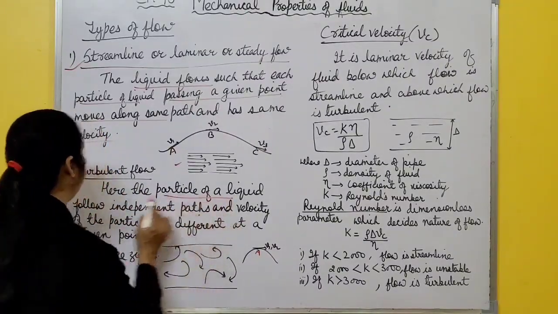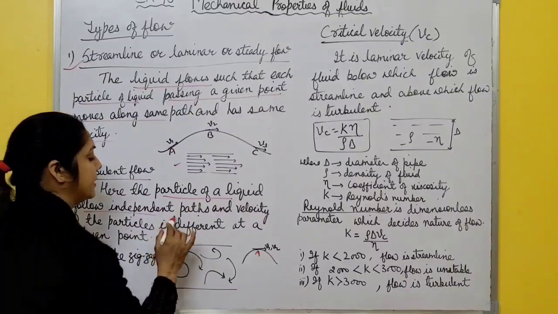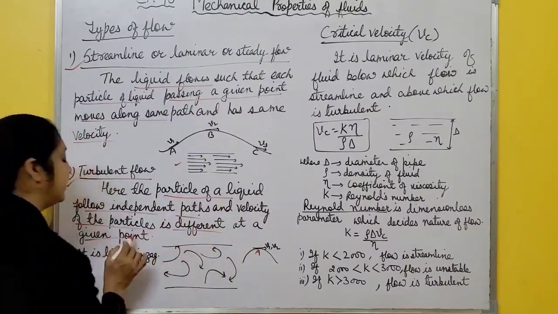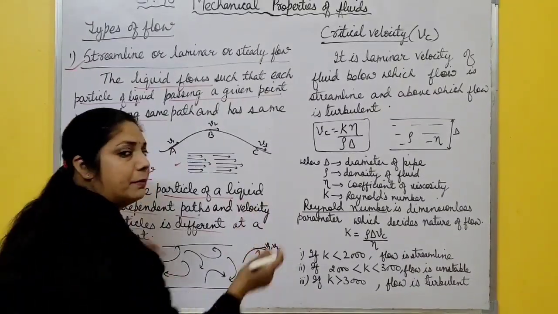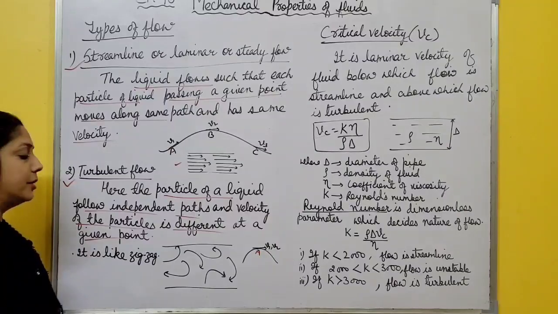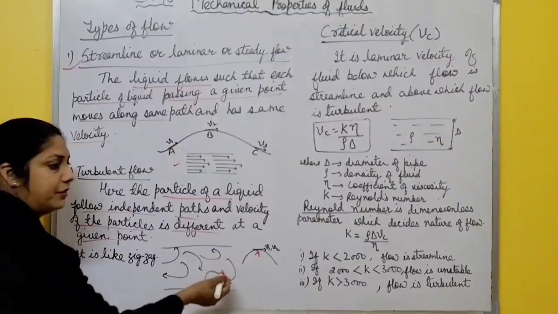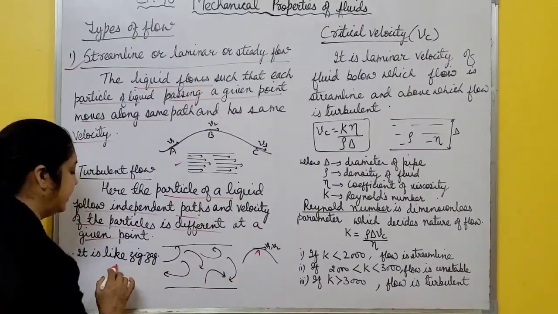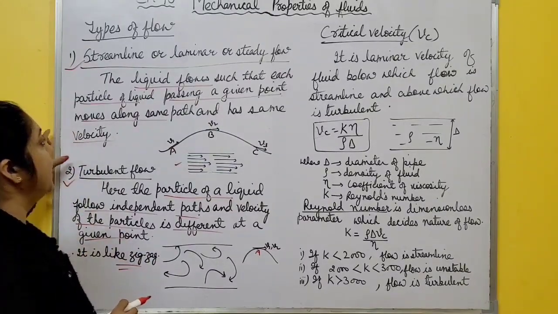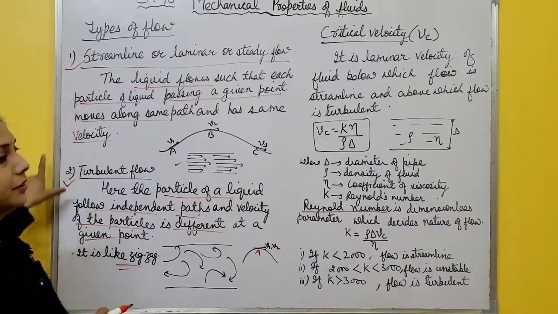Here particles of liquid follow independent paths. They can move along any path, and the velocity of the particles is different at a given point. At the same point, all particles have different velocity. Then this type of flow is called turbulent flow, like this one. All particles have different velocity and different path. It is like zigzag. This type of flow is called turbulent. So there are two types of flow: one is streamline, another one is turbulent.